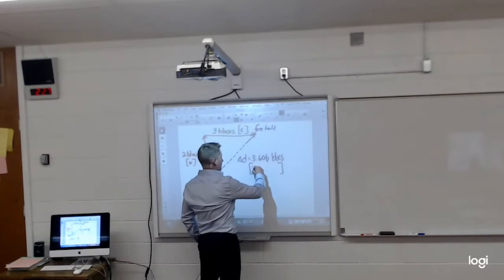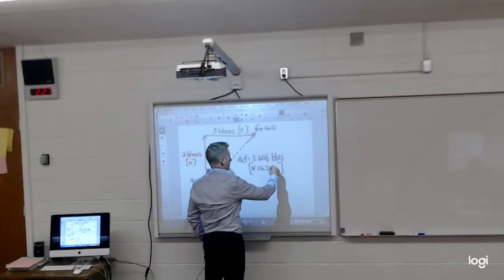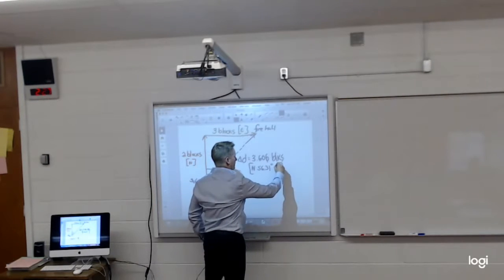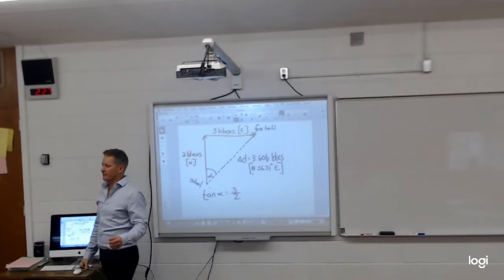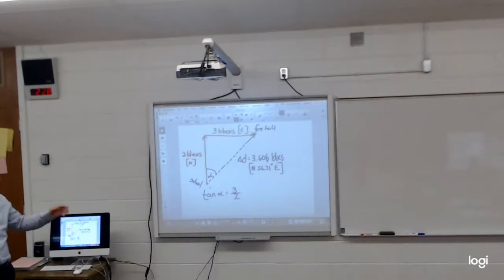56.31. So you tell somebody that's going to fly their remote control helicopter from the front steps to the fire hall, hey, you got to go 3.606 blocks north, 56.31 degrees to the east. Done. That's it. That's all there is to it.